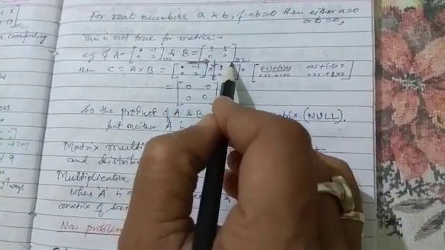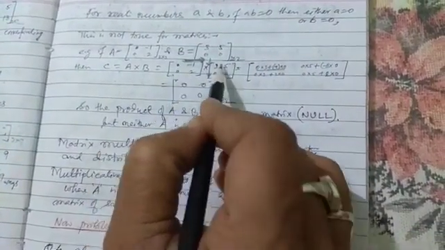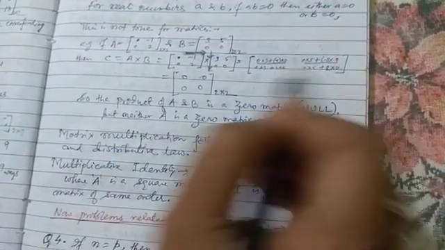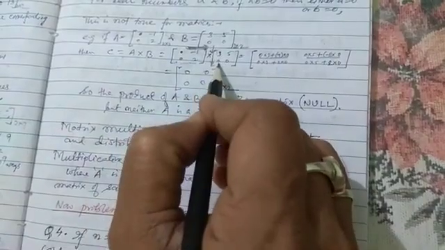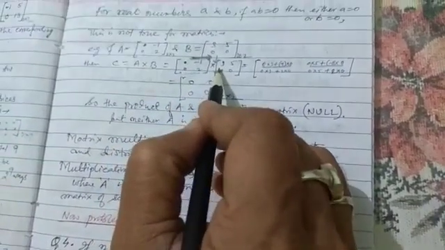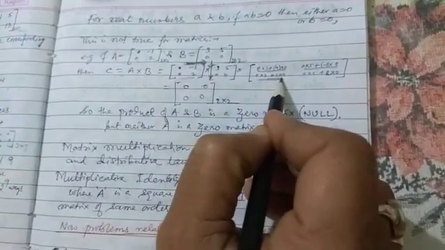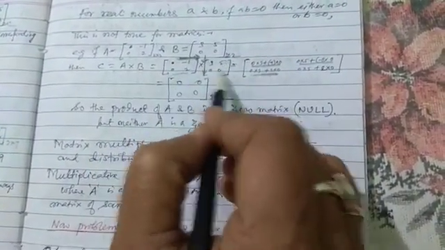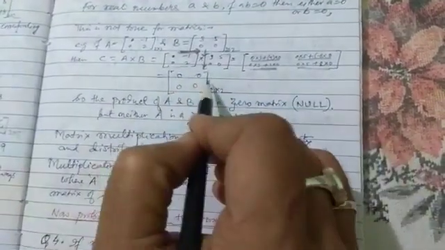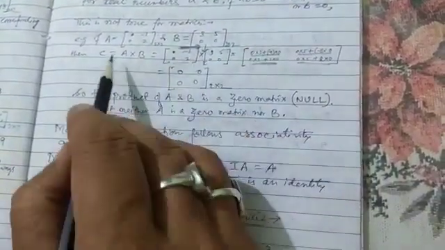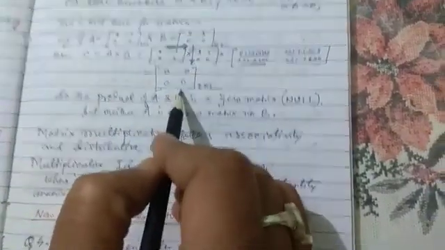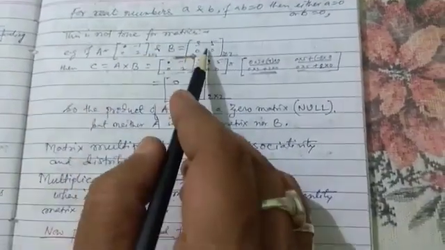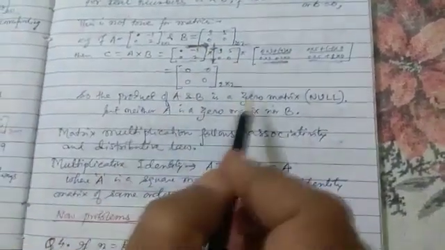Then first row, second column. The first row 0 is multiplied by 5, minus 1 is multiplied by 0. So we are getting the first row, second column. Similarly, second row, first column: 0 into 3 plus 2 into 0. We are getting this one. And finally, we are getting the second row and second column, 0 into 5 plus 2 into 0. So what we are getting in this example is C equal to 0, a null matrix. That means A into B is null, but neither A is null nor B is null. Okay. So this is the result.